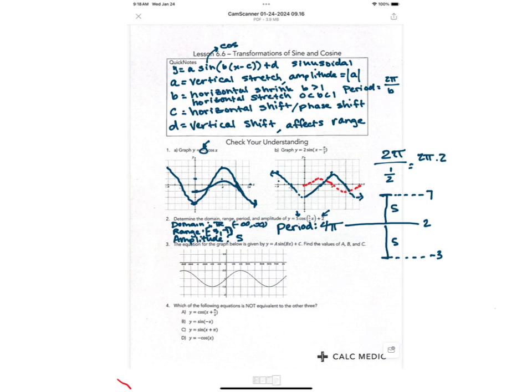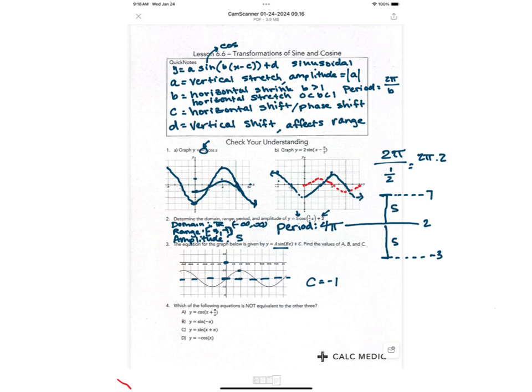Number 3. An equation for the graph below is given by y equals a sine of bx plus c. Find the values of a, b, and c. Okay, it's shifted down. How many? Your midline has gone from 0 to negative 1. So it feels like c is negative 1. That's the midline. It says y equals a sine of bx plus c, so we can cancel out cosine.